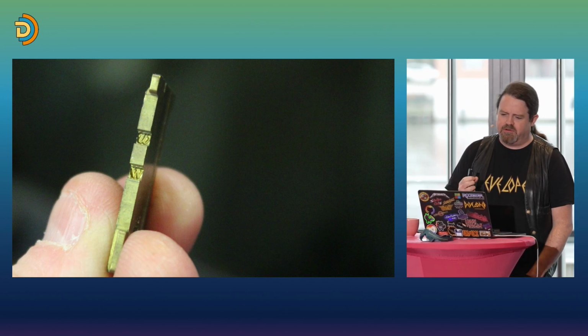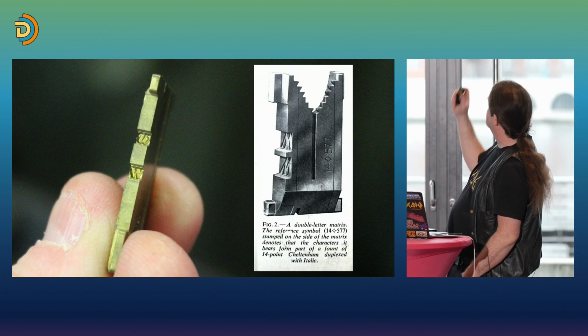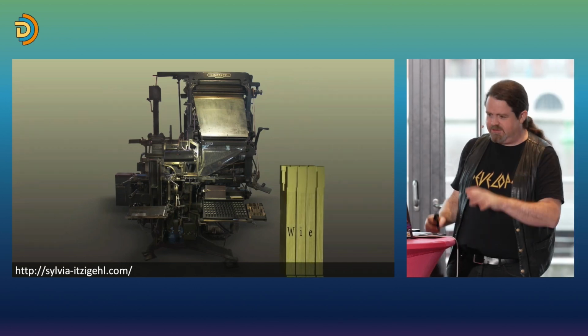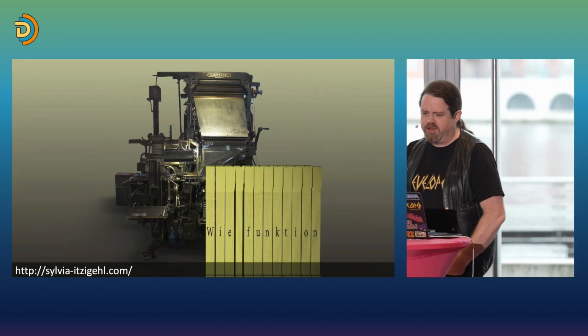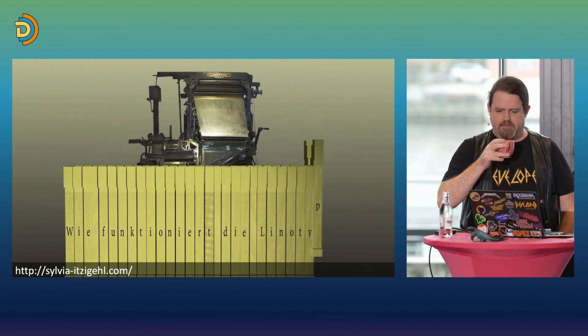And the key to the way they work is this. It's a Linotype matrix. It's a tiny little brass slug with the letter forms. You look closely there, you can see in the middle that the letter forms are punched into the brass here. Now, the way these things actually work is you sit down. This is the working of Linotype. It's an artist called Sylvia Itzigel who did this for the Work Museum in Hamburg.